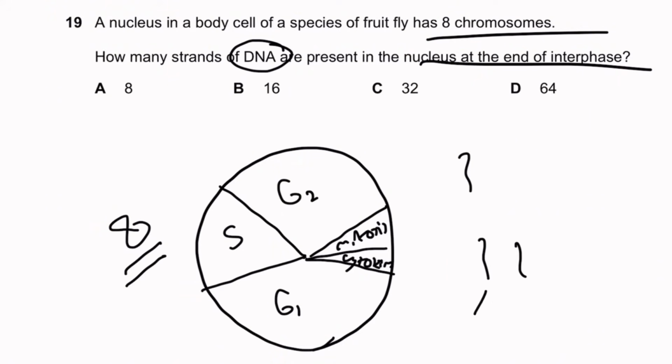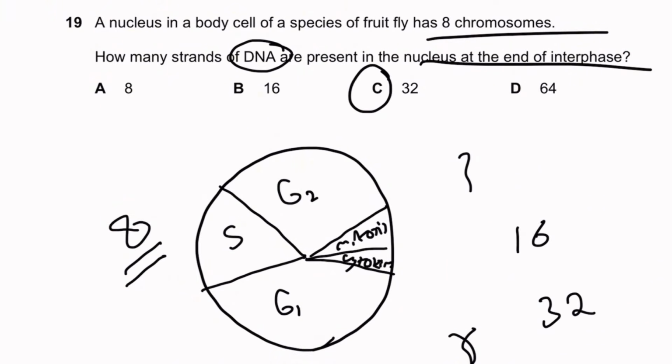And each chromatid is composed of 2 molecules of DNA, a double helix. Since the number of chromatids is doubled, the number of DNA molecules is twice that. So if you have 16 chromatids, then you have 32 molecules of DNA. So focus on what they're asking you.